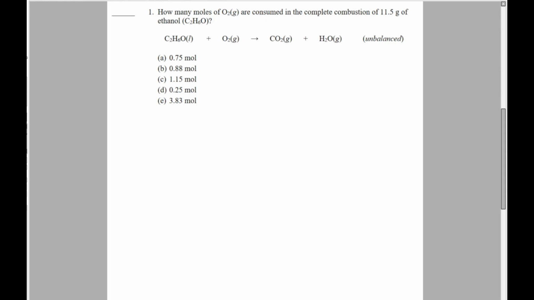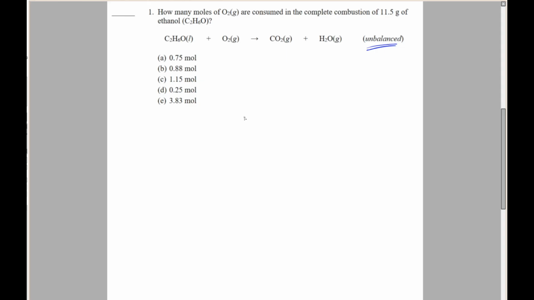Question 1. How many moles of O2 are consumed in the complete combustion of 11.5 grams of ethanol? So we're given this unbalanced equation, which is important because we have to balance it before we do any further step with this problem. So let's start by balancing the equation.